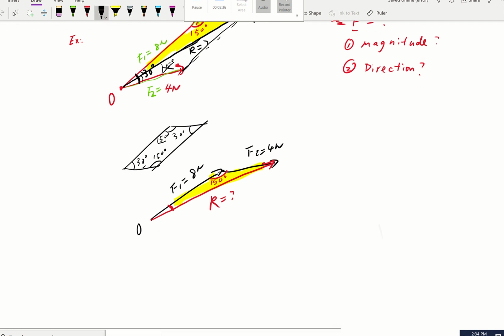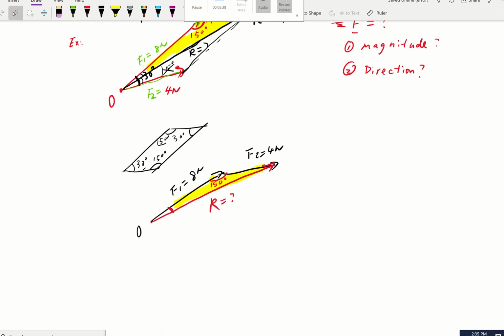Okay, so how do we solve that? We're going to use the trigonometry knowledge you learned before. So for this triangle, you know two sides and you know the angle between them. Which law finds the third side? Right, the Cosine Law. So let's review what the Cosine Law is.